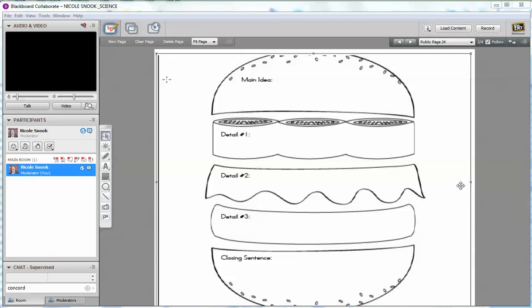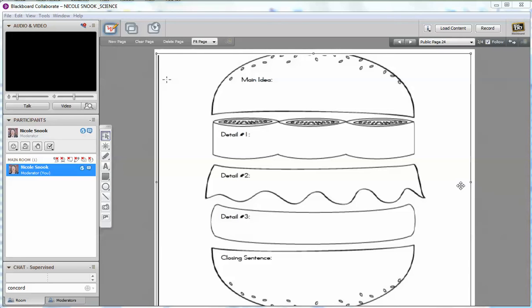Okay, so let's say that you're trying to remediate a few students on how to write a paragraph, and you'd like to use graphic organizers. There are so many graphic organizers out there for different things. It's kind of hard to choose, and it's kind of hard to figure out what's going to appeal to each student.